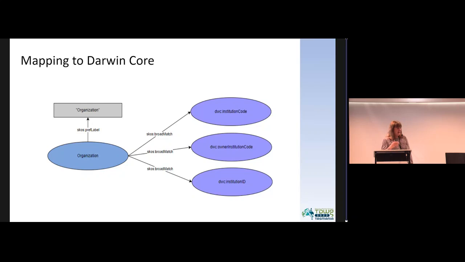And what we can see here is when we map it to the Darwin Core standard, it maps broadly to three Darwin Core terms. And that's the institutionCode, the ownerInstitutionCode, and the institutionID.